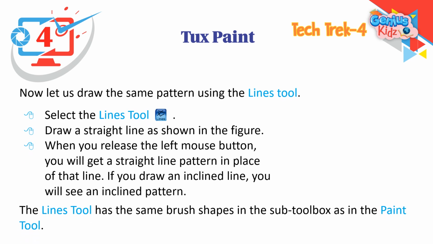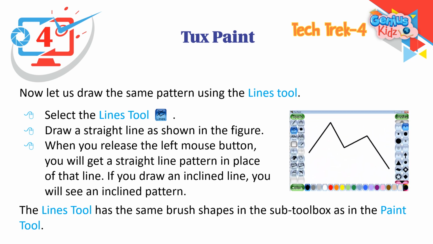Now let us draw the same pattern using the lines tool. Select the lines tool. Draw a straight line as shown in the figure. When you release the left mouse button, you will get a straight line pattern in place of that line. If you draw an inclined line, you will see an inclined pattern. The lines tool has the same brush shapes in the subtool box as in the paint tool.